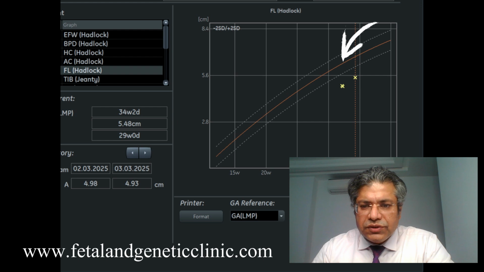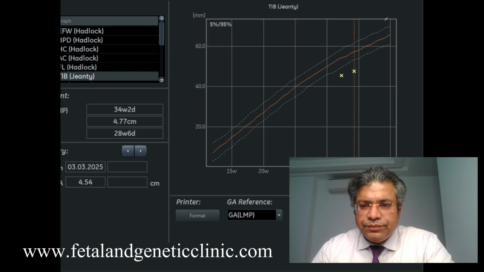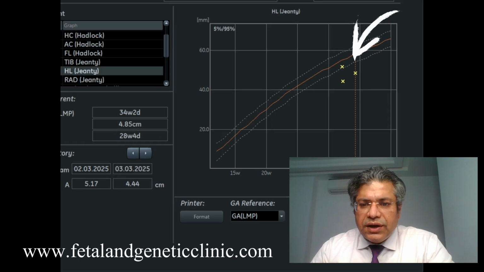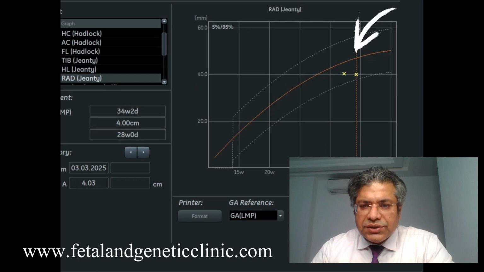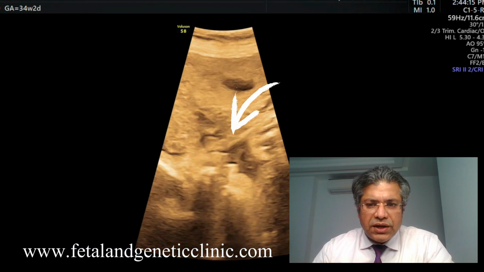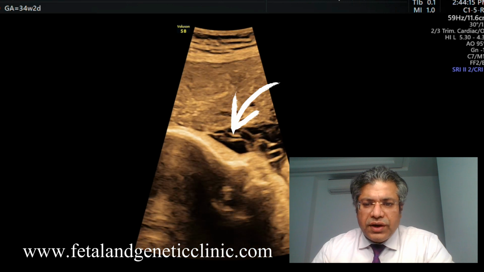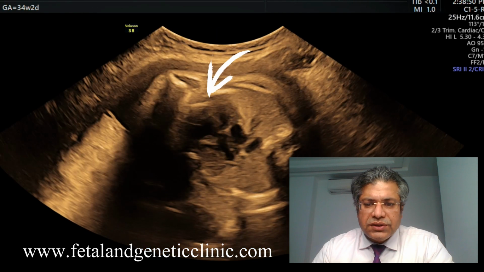This is the femur, which is at -4 SD. And this is the tibia, which is also very low, -4 SD. And this is the humerus, the arm bone, which is also at -4 SD. And then this is the radius. So all the bones are at -4 SD. So for all practical purposes this is skeletal dysplasia. At 34 weeks, we also identified mid-face hypoplasia.